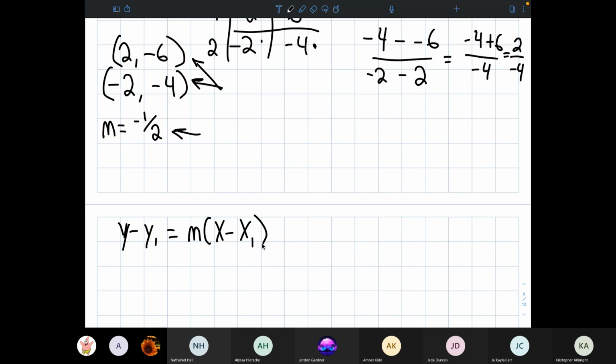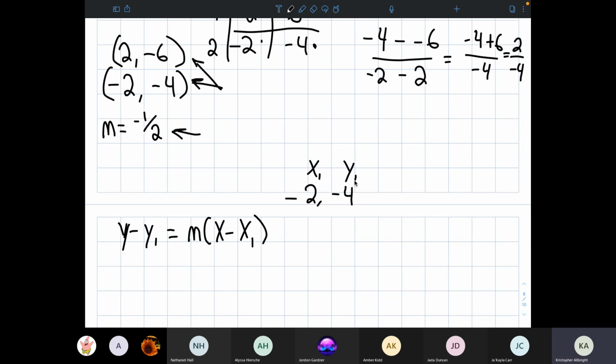So now we have our m and we have a point. So I'm going to pick this bottom point. It doesn't matter which one you pick. It's going to come out the same either way. -2, -4. This is our x, this is our y. Well, this is our x1 and our y1.